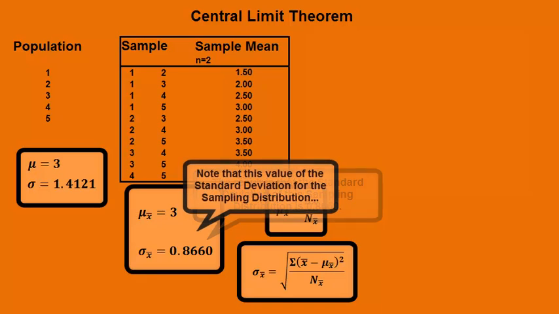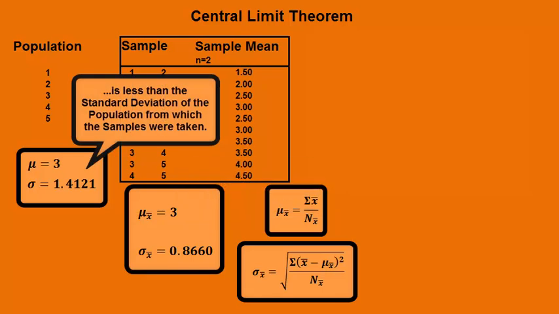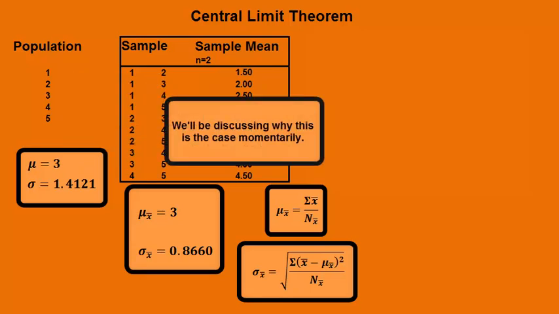0.8660. Note that this value of the standard deviation for the sampling distribution is less than the standard deviation of the population from which the samples were taken. We will be discussing why this is the case momentarily.